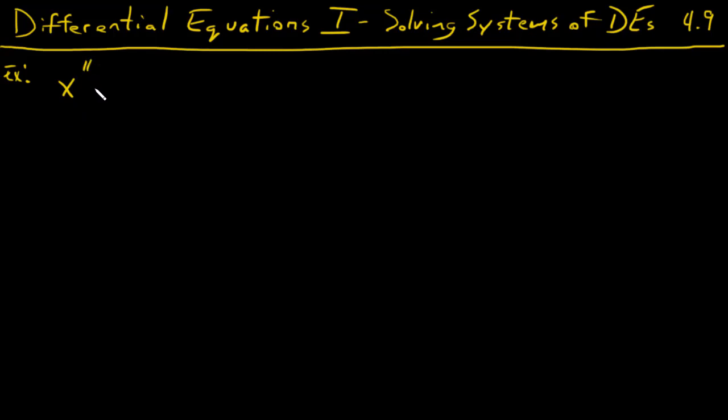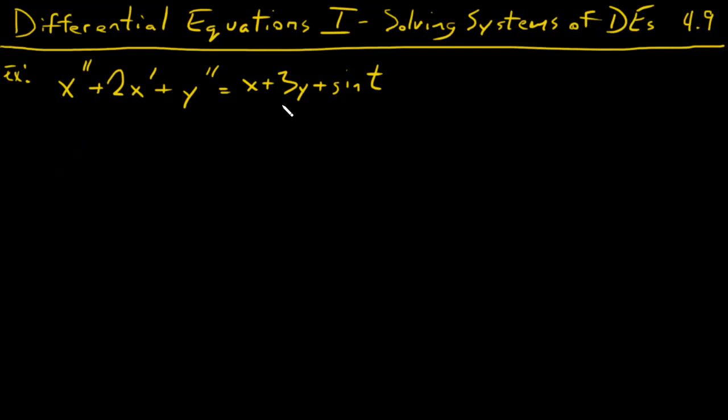So let's say that we have x double prime plus 2x prime plus y double prime equals x plus 3y plus sine t. And then let's leave some space. Oh, wait, you know what? Let me just do one and then go with that. I don't know why I did two on that.